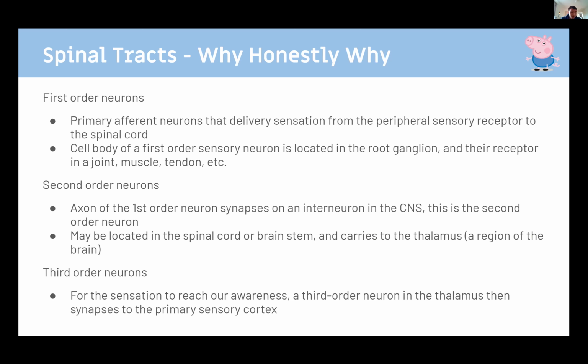And then the third order neuron is synapsed by the second order neuron. For the sensation to reach our awareness, it takes the signal from the thalamus onto your primary sensory cortex. And that's really all you need to know.